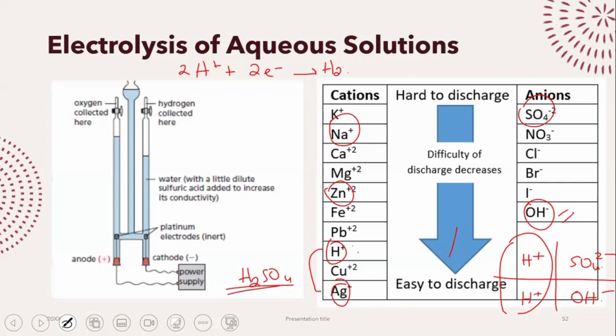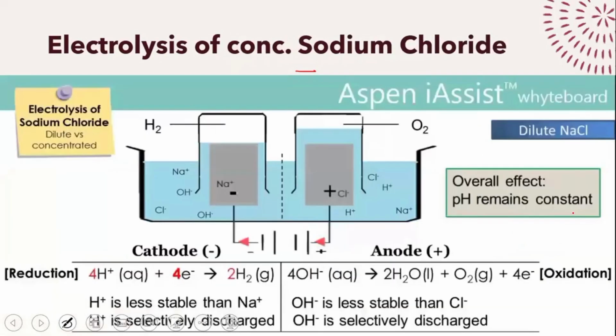Now, this is still somewhat easy. This is the one that you guys actually see in your exams. When you are doing electrolysis of concentrated sodium chloride, we have 4 ions. NaCl has 2 ions, sodium and chlorine.